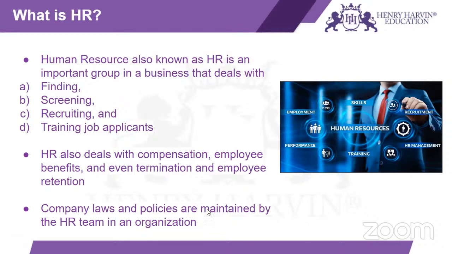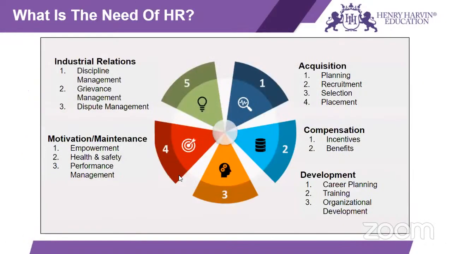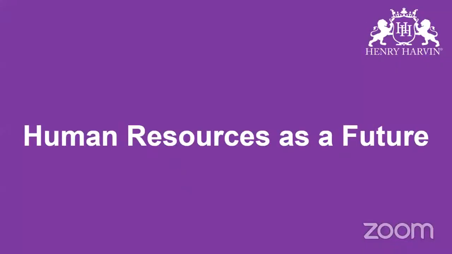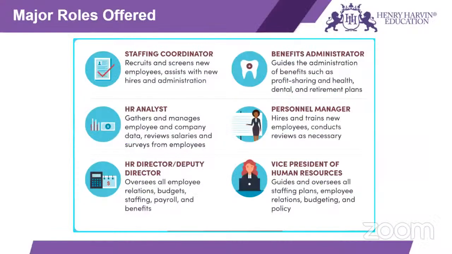Company laws and policies are maintained by the HR team. I think I have just discussed this point too, so I'm skipping this item. Human resource has several major roles: staffing coordinator, HR analytics, HR director, personnel management, benefit administrator, and vice president of human resource. These are the different kinds of major roles we can see in the market. But for that, you have to upgrade and uplift yourself by learning all these things.